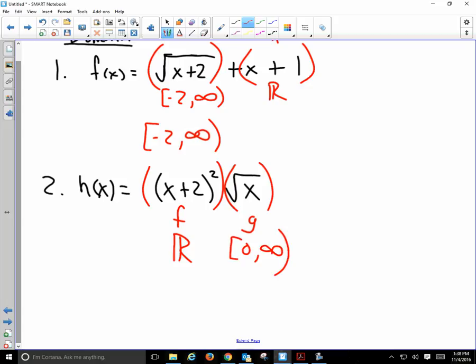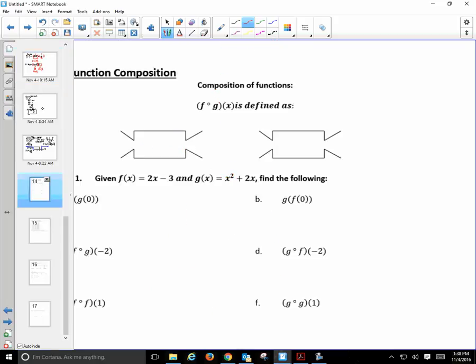0 to infinity. What's the overlap? 0 to infinity is the overlap. So, can you take the square root of 0? If it was in the denominator, we would leave it off. So see how much easier that is than trying to think about what it looks like and everything? We can just simply piece it into two functions and then use our rule. That's it. Okay. Last example here.